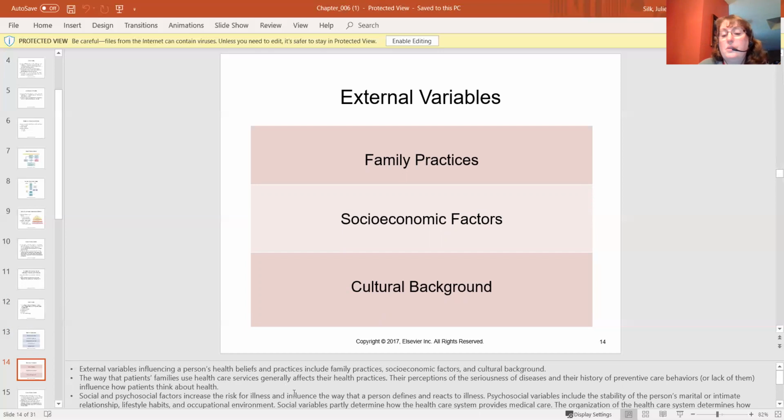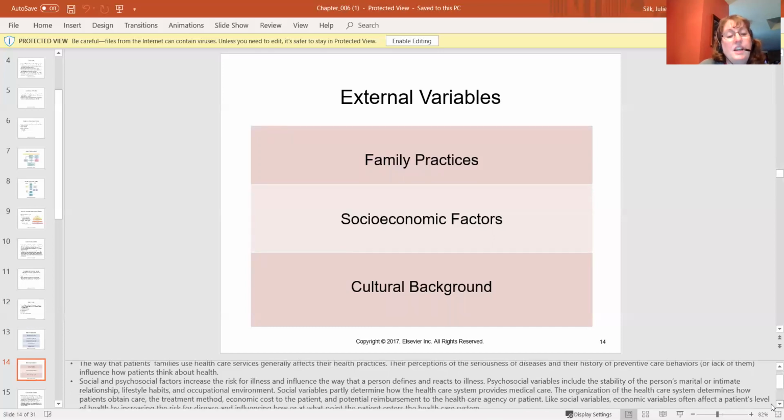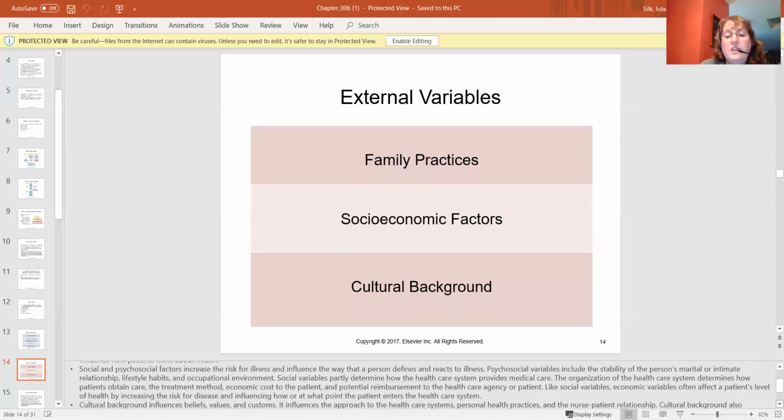Psychosocial variables include the stability of the person's marital or intimate relationship, lifestyle habits, and occupational environment. Social variables partly determine how the healthcare system provides medical care. The organization of the healthcare system determines how patients obtain care, the treatment method, economic cost to the patient, and potential reimbursement to the healthcare agency or patient. Like social variables, economic variables often affect a patient's level of health by increasing the risk of disease and influencing how or at what point the patient enters the healthcare system.